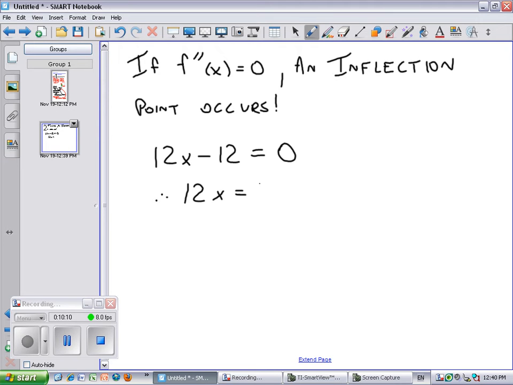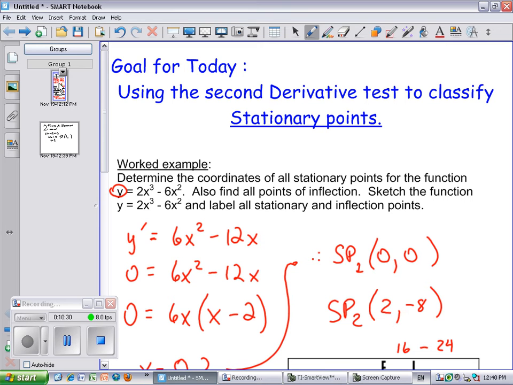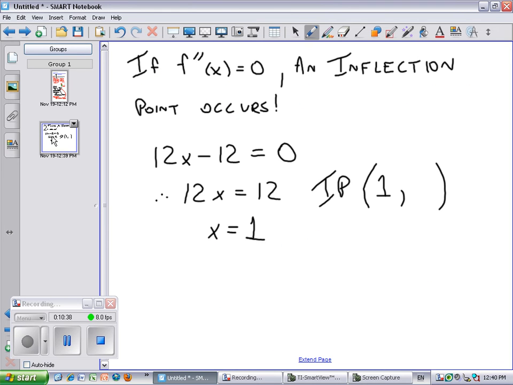So we have what's called an IP at 1, something. Once again, substitute back into the original equation to obtain the y value. So it's 2 times 1 cubed minus 6 times 1 squared, which would be 2 minus 6, negative 4. And a lot of you might have estimated that because you didn't know how to find it algebraically. But now you do.